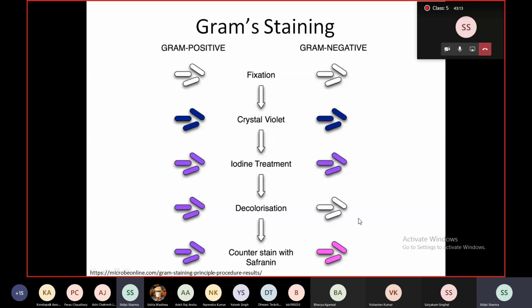Any step, anything related to why a particular step is there in the protocol? What happens if you miss out maybe a step? Can someone tell me? This is a widely accepted staining protocol from 1884.